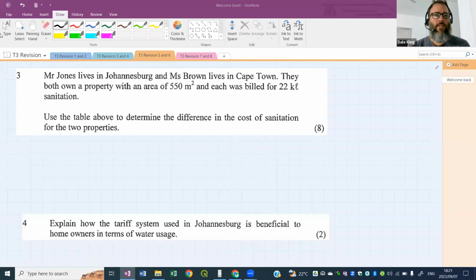Mr. Jones lives in Johannesburg and Miss Brown lives in Cape Town. They both own a property with an area of 550 meters squared, and each was billed for 22 kiloliters of sanitation. Use the table above to determine the difference in the cost for the two. So we're going to do 2 separate calculations and compare. It's not so bad. We're just going to use the 2 different tables, one for Joburg, one for Cape Town, and then compare.